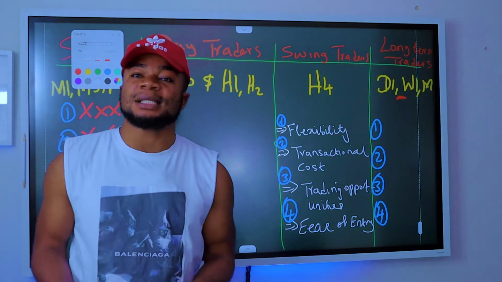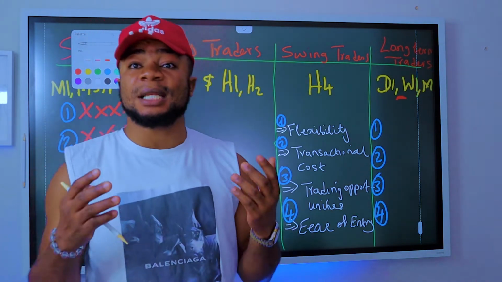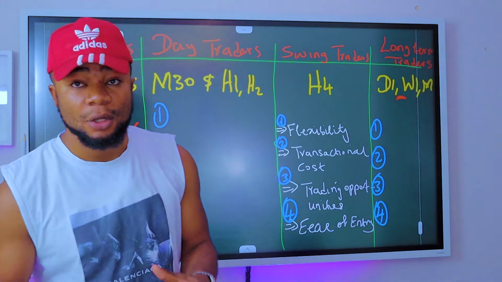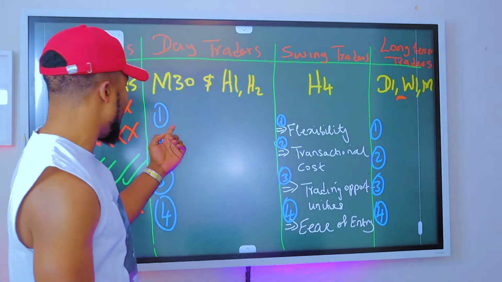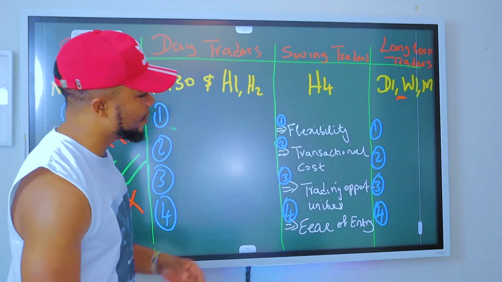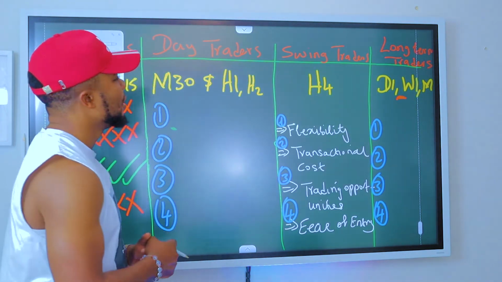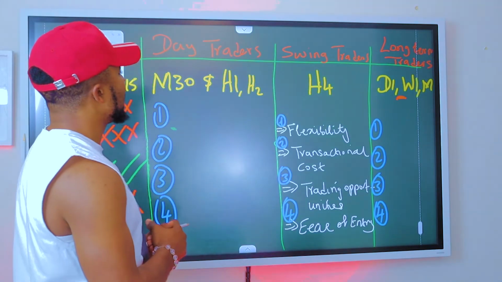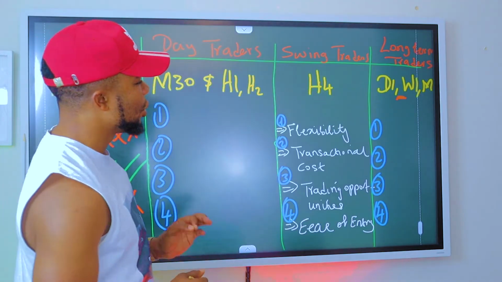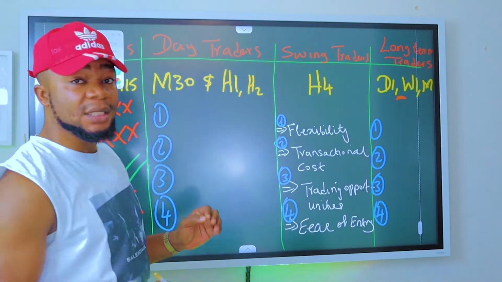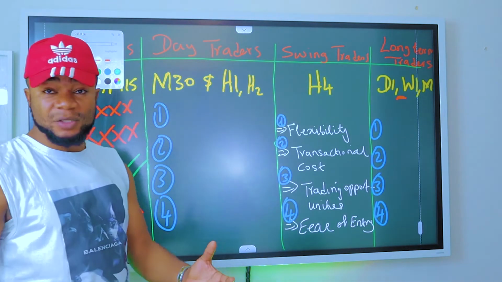And I already explained, as a day trader, you open your trade and the trades are closed within a day. All right, so let's explain for a day trader. Let's start with the first point, number one, flexibility. If you are trading the 30-minute time frame, the 1 hour time frame, or the 2 hour time frame, you have flexibility.